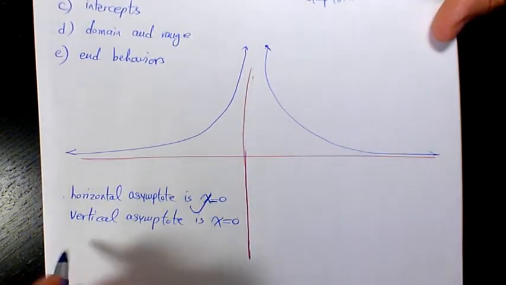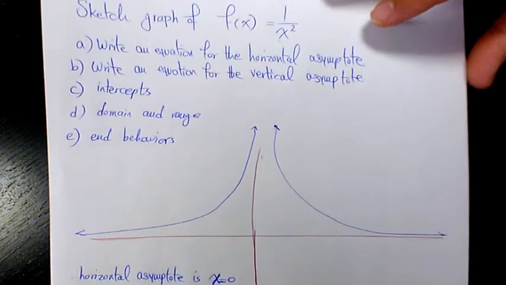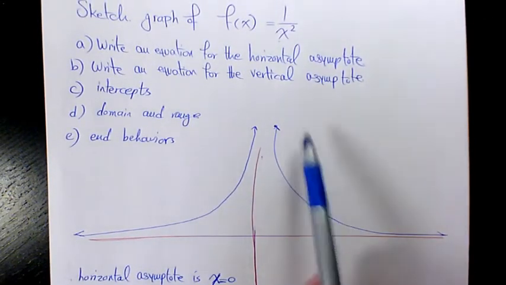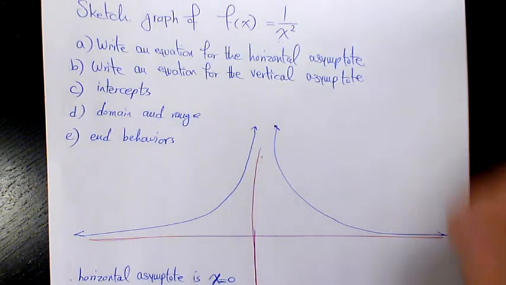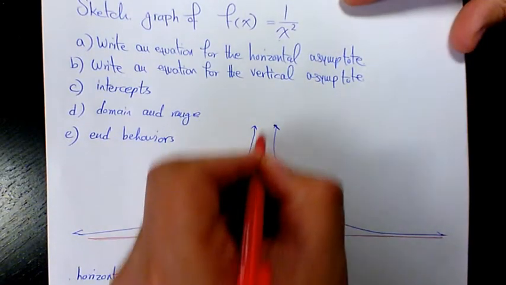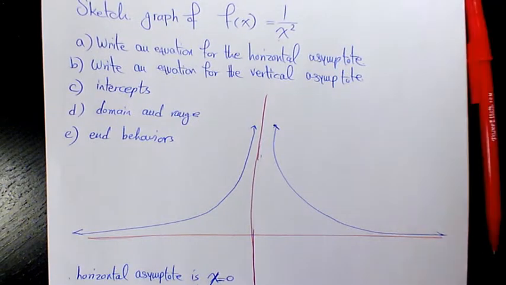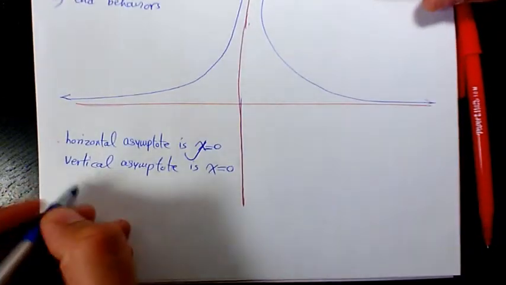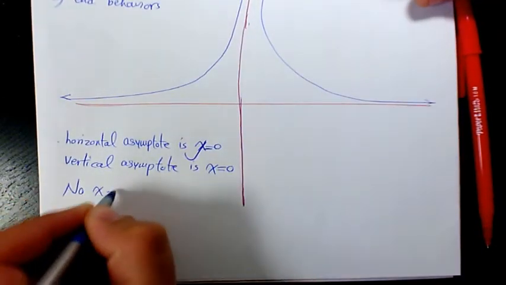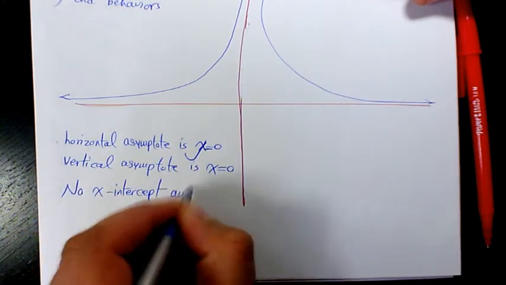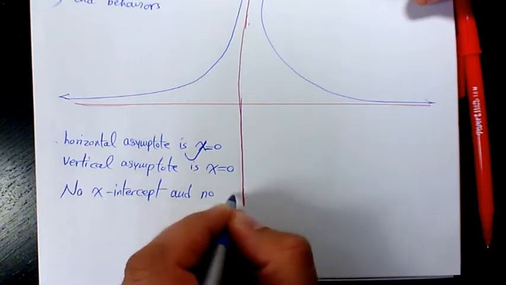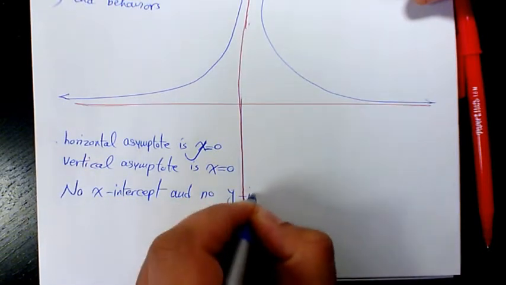Now let's find out the x-intercept. As you see from the graph, these curves don't cross the x-axis and they don't cross the y-axis, so it means that there is no x-intercept and there is no y-intercept. I'm going to say no x-intercept and no y-intercept.